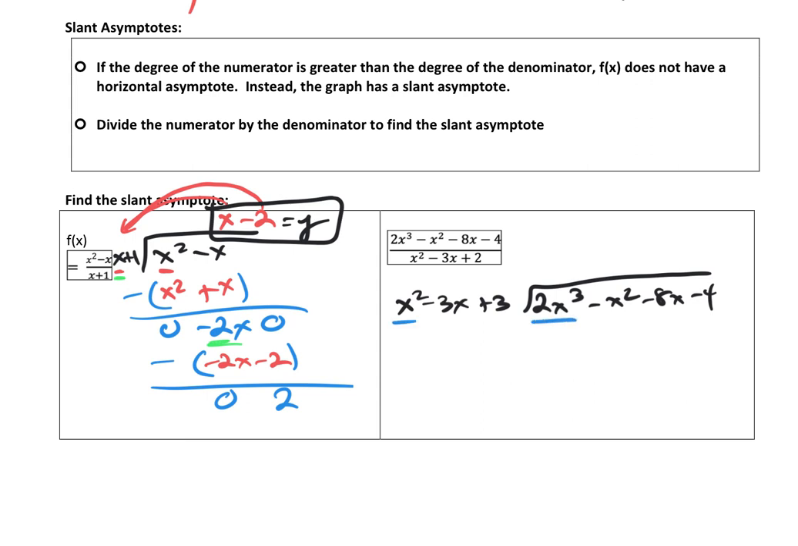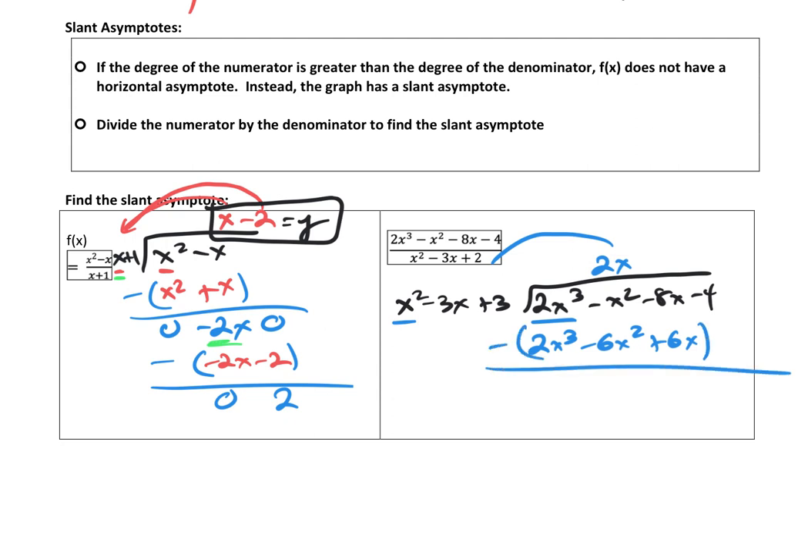To make that happen, we're going to multiply by a 2x. And again, we're going to multiply everything by that 2x, so we now have 2x cubed minus 6x squared plus 6x, and we are going to be subtracting. Negative 2x cubed minus 2x cubed is 0. Negative x squared minus a negative 6x squared is going to be 5x squared. And then negative 8x minus 6x is going to be negative 14x.